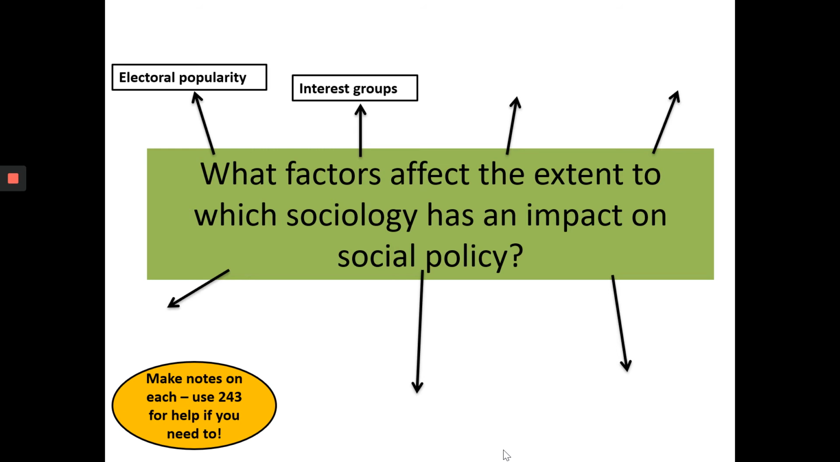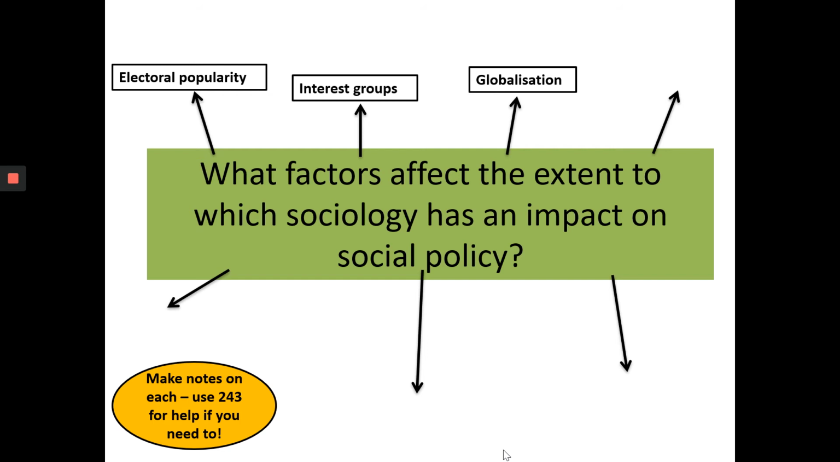If they can get on side with a big pressure group, big pressure groups tend to have more influence with government. If we think about the British Medical Association, that has insider status with the government. So if they can come up with policies that are in line with what that group wants, it's more likely to be influential.